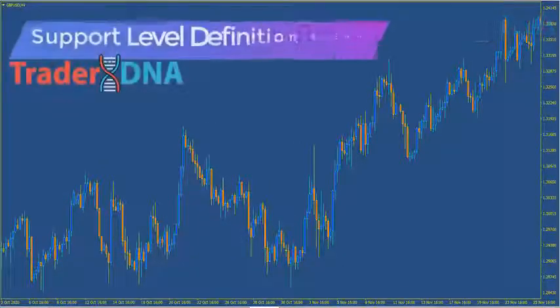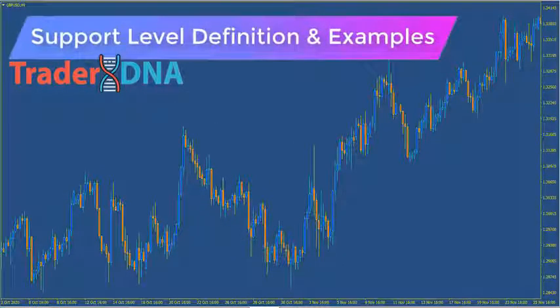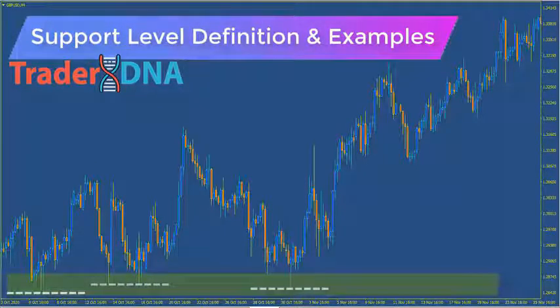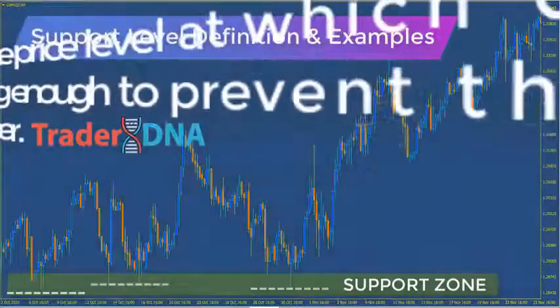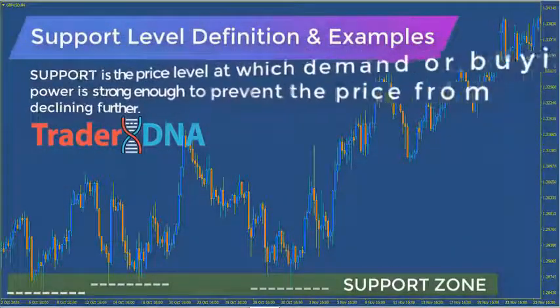Support level definition and examples. Think of support as the floor. The area where the price has difficulty falling below. This is where buyers are expected to step into a falling trend, causing the downward trend to pause as demand increases. In theory, support is the price level at which demand or buying power is strong enough to prevent the price from declining further.